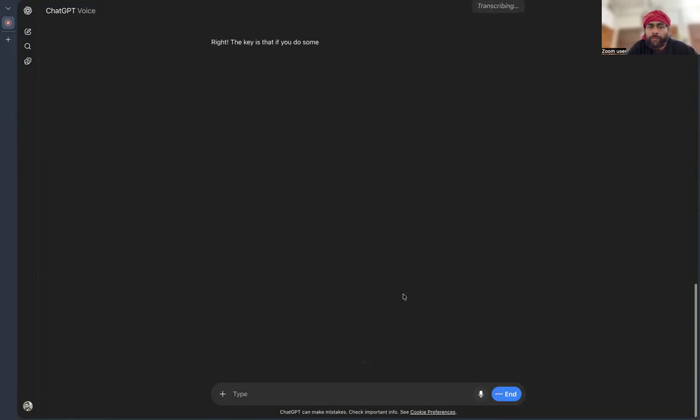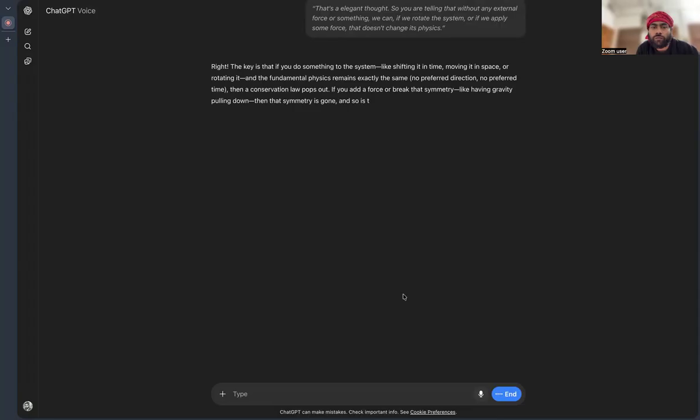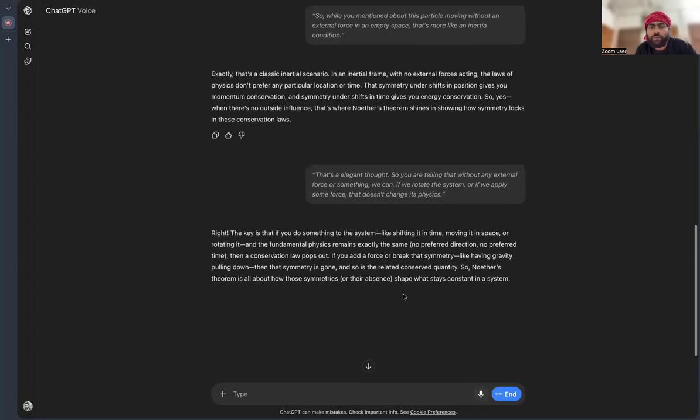Right. The key is that if you do something to the system, like shifting it in time, moving it in space, or rotating it, and the fundamental physics remains exactly the same, no preferred direction, no preferred time, then a conservation law pops out. If you add a force or break that symmetry, like having gravity pulling down, then that symmetry is gone, and so is the related conserved quantity. So Noether's theorem is all about how those symmetries or their absence shape what stays constant in a system.